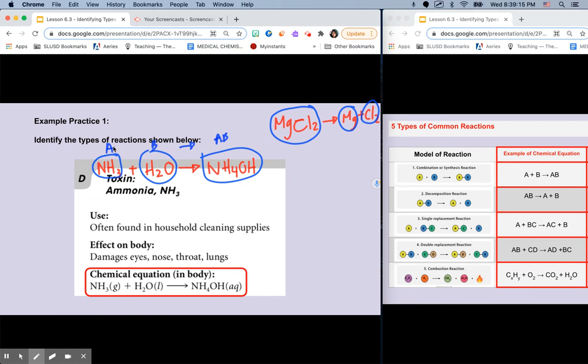So this is just another example of the opposite happening. So since this one is something plus B combining to form one thing AB, this first one is going to be a combination, or you can call it a synthesis reaction. Excuse my spelling here.